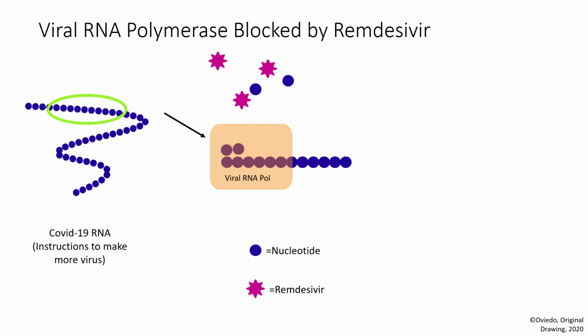You can see the viral RNA polymerase has added 2 nucleotides. However, this time the viral RNA polymerase has added a remdesivir molecule instead of a nucleotide. This will block the viral RNA polymerase from any further activity, and there is no more virus.